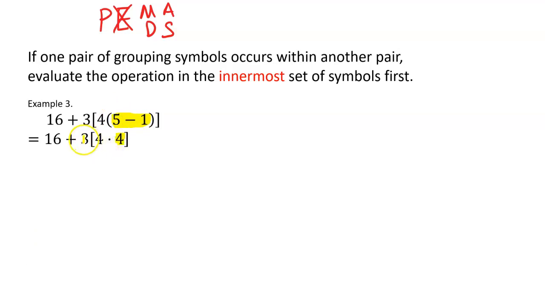Next, I need to do 3 times whatever is in the brackets. So let's find out what's in the brackets: 4 times 4, that is 16. So we did this, and we end up with 16. Again, I got rid of the brackets and switched from brackets to a dot, because a dot is easier to write. Now we do multiplication before addition. So 3 times 16 is 48. And then finally, we do the addition, 16 plus 48, and that gives us 64.